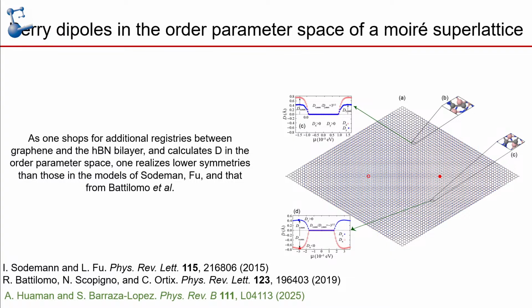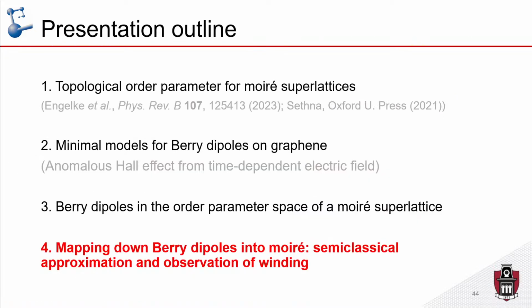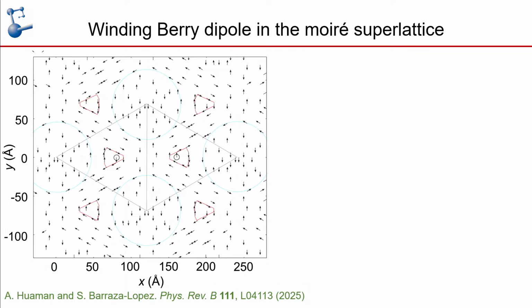So the ABA configuration sits right here, the ABC configuration sits right there, and if you get away from this horizontal line, what you see is that now the Berry dipole has horizontal and vertical components. And not only that, it only points along 6 well-defined directions. It gives rise to a winding that either goes anti-clockwise like this or clockwise like that.